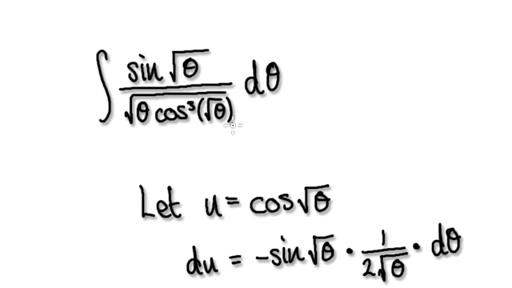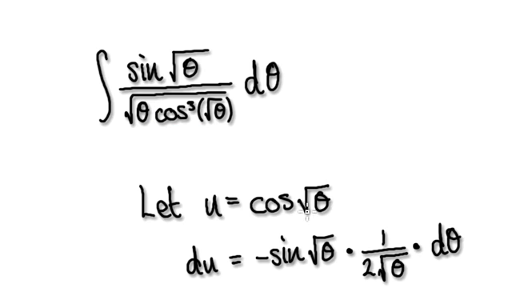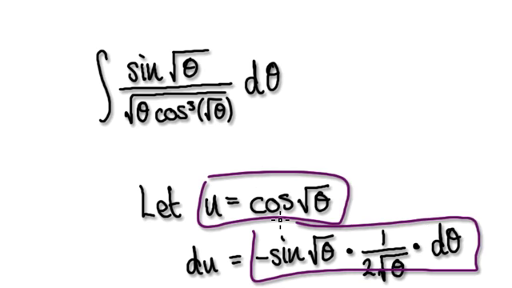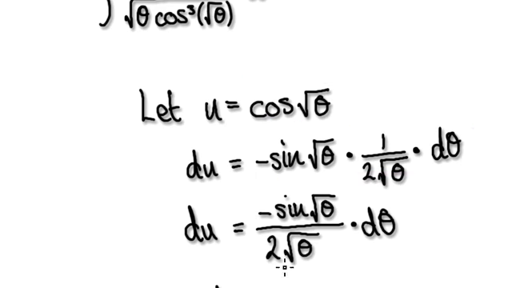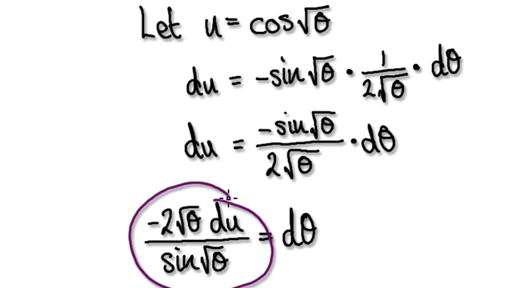You really have to use trial and error, play around with it. After a while, you will develop some sort of instinct. So here we're using our instinct that we should make u to be cos of the square root of theta. So if u equals this, then du equals this thing here. We'll tidy up, that will then give you this, and then rearrange it. So d theta equals this whole thing here.